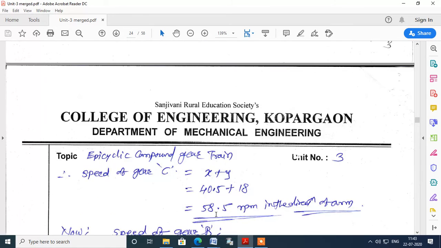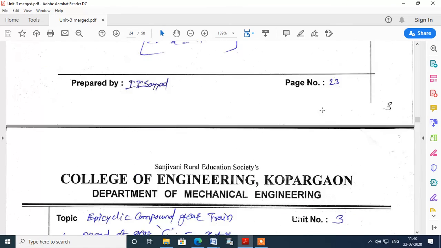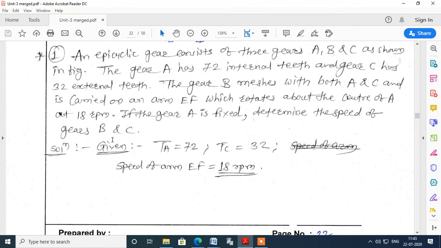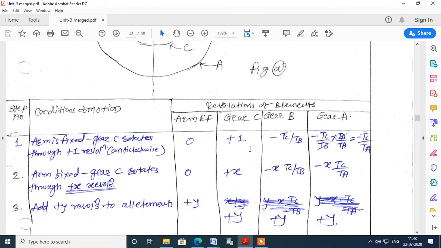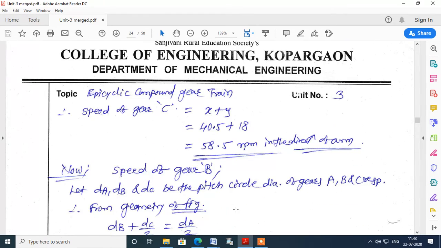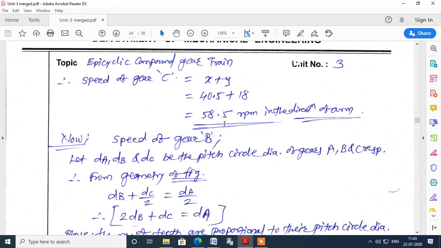Now what is asked? The speed of gear B and C. First we will find C. The speed of C is X plus Y, correct? So X plus Y equals X 40.5 plus Y 18. We will get the speed of gear C as 58.5 rpm in the direction of the arm. That is positive.